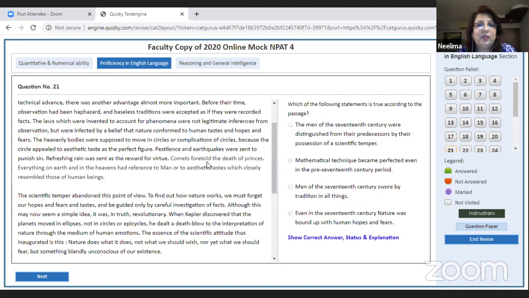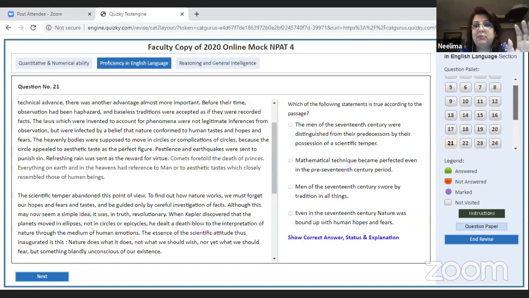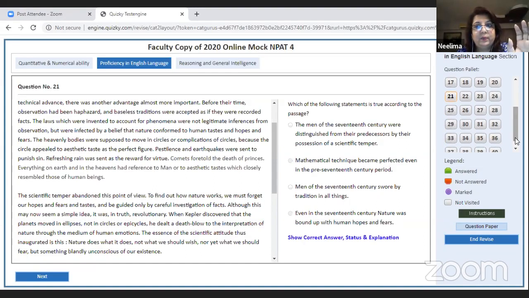So for this particular passage, reading time, as I told you, 3 minutes, and solving of 11 questions should have been done in 7 minutes. We've already spent 10-11 minutes. Then we spend another 10 minutes, max 10 minutes. You don't have time beyond that.